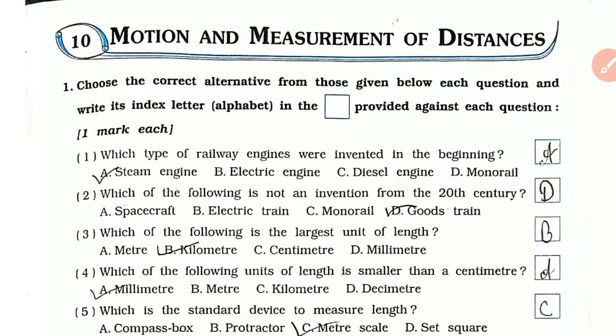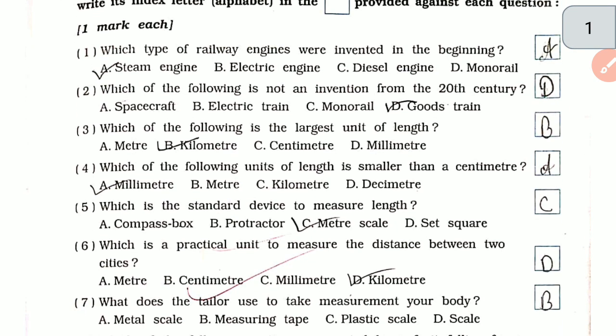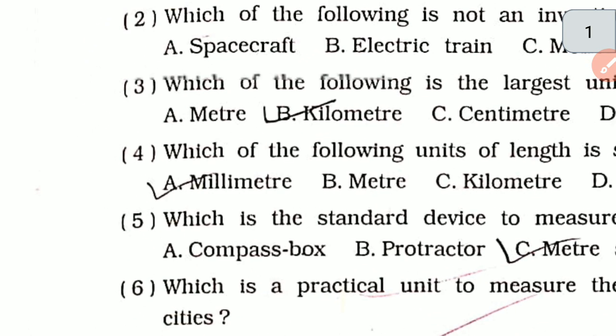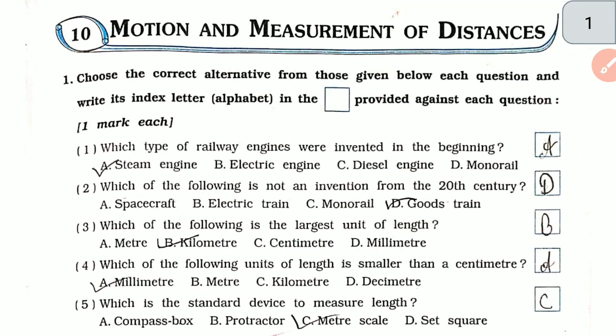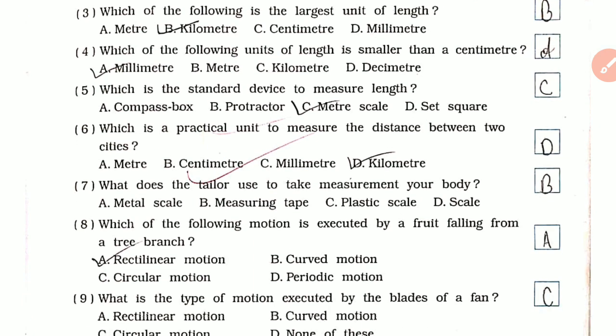Question number 1, MCQs. Number 1, which type of railway engine was invented in the beginning? Steam engine. Second, which of the following is not an invention from the 20th century? Goods train. Third, which of the following is the largest unit of measure?